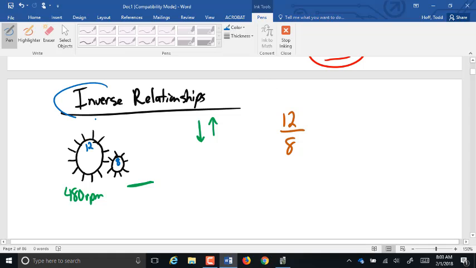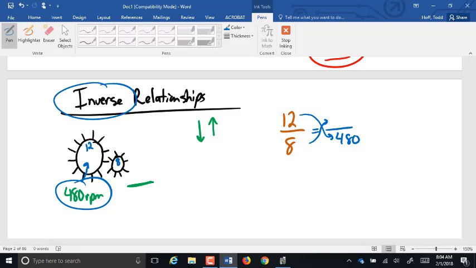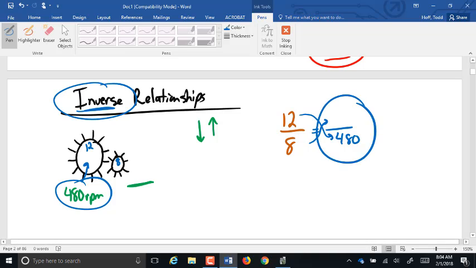Because this is an inverse relationship, which RPM goes with the 12 teeth? The 480, right? That goes with the 12 teeth. But because it's an inverse relationship, we flip it over. We inverted the second proportion. So the RPM that goes with the 8 teeth gear goes on top. To me, that is very confusing. In a proportion, things are supposed to match up. I understand the inverse relationship, you invert the second ratio.